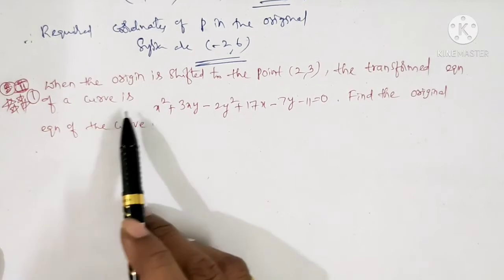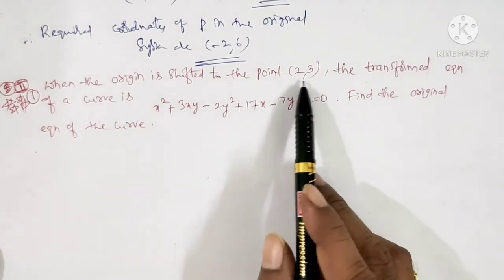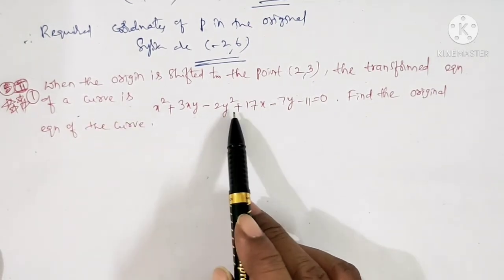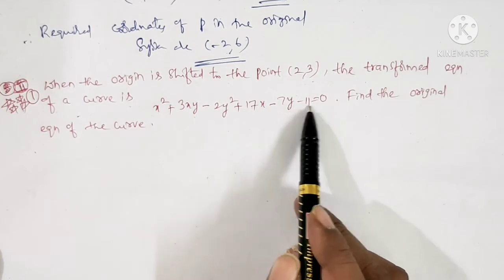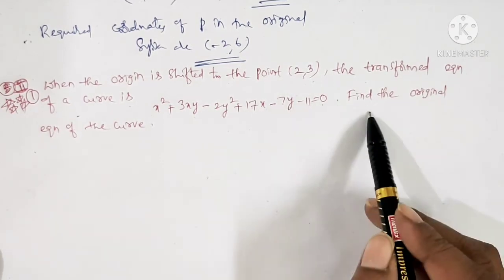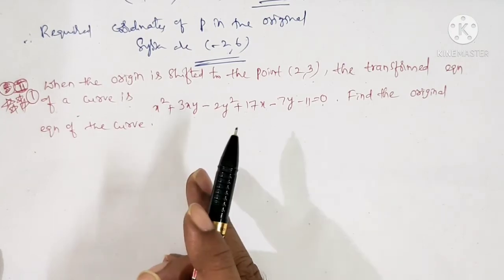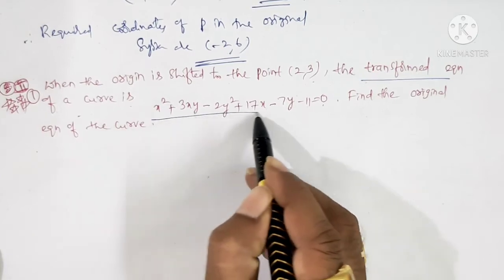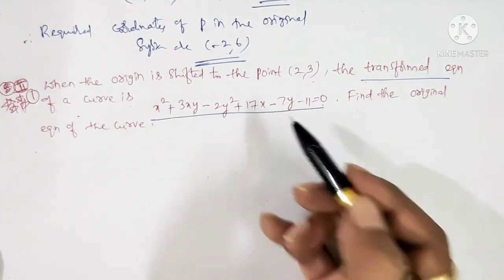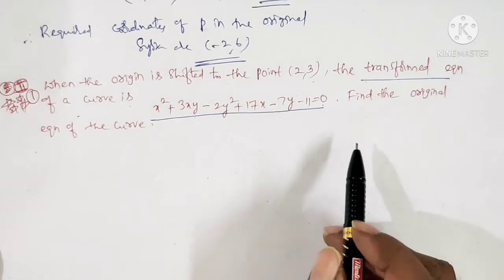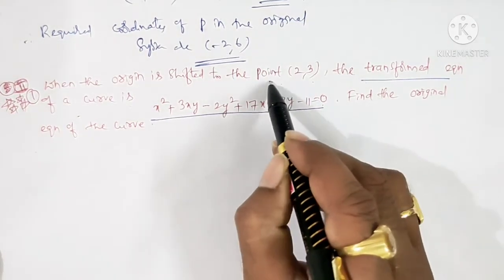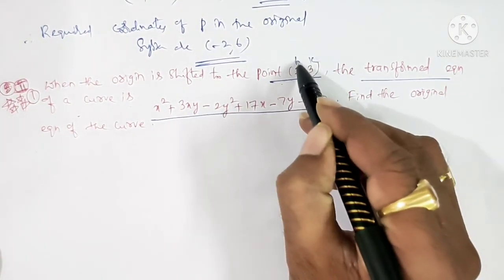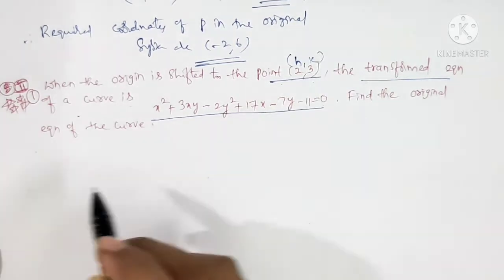Now in this question, when the origin is shifted to the point 2, 3, the transformed equation of a curve is x square plus 3xy minus 2y square plus 17x minus 7y minus 11 is equal to 0. Then find the original equation of the curve. The transformed equation is given, and we have to find the curve in the original system. The origin is shifted to this point, so it is h comma k.